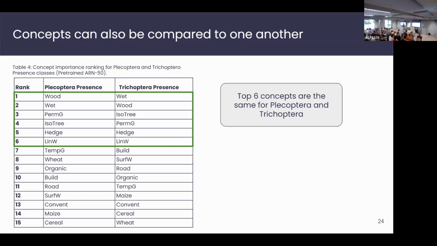And last thing, what I think is interesting for land managers is that we can compare the concepts to focus our attention on specific concepts. For instance, in the case of Plecoptera, woodlands are the most important concept for the present, while for the Trichoptera, they are the wetlands. So I think for implementation of this method, this is very interesting.